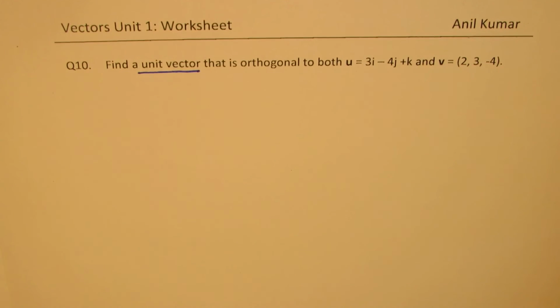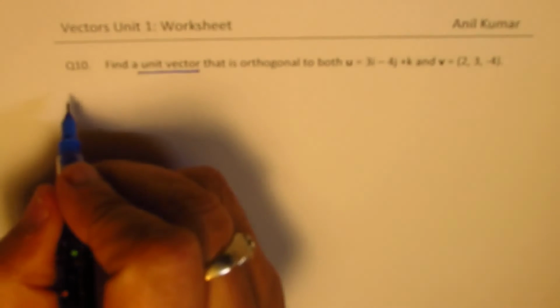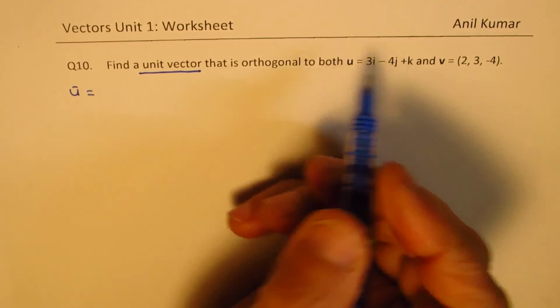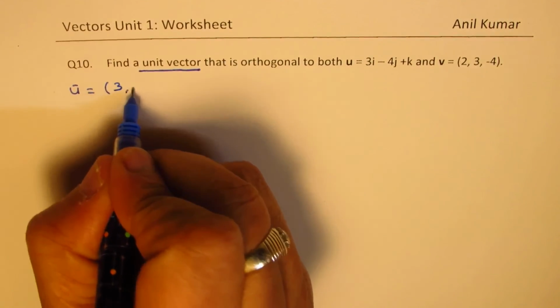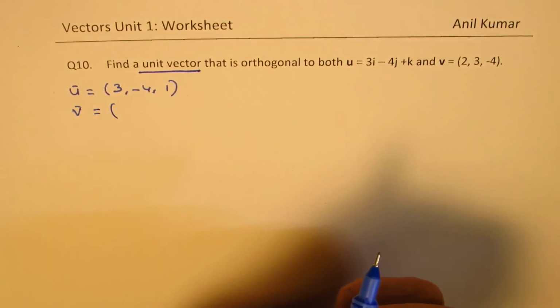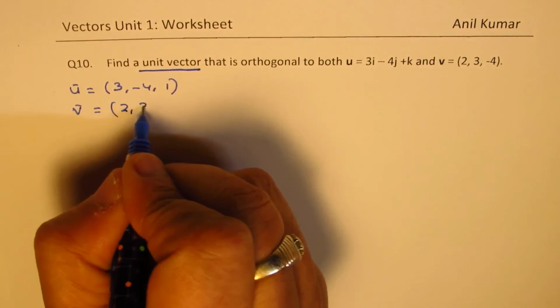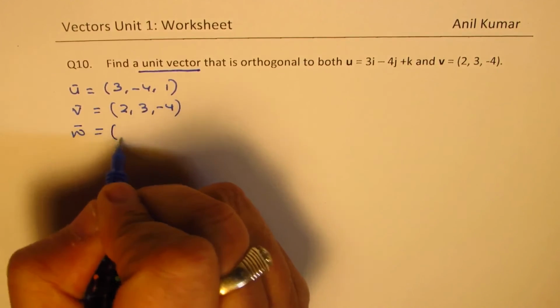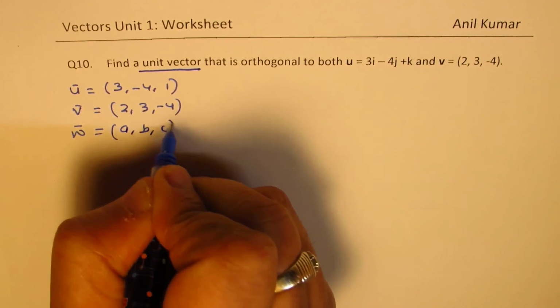So I hope that you have understood the process. Let us repeat the process learned in question number 9 to get the concept once again. So we are given two vectors u and v. Vector u, we can write as (3, -4, 1). Vector v is given to us as (2, 3, -4). And we say w is (a, b, c).